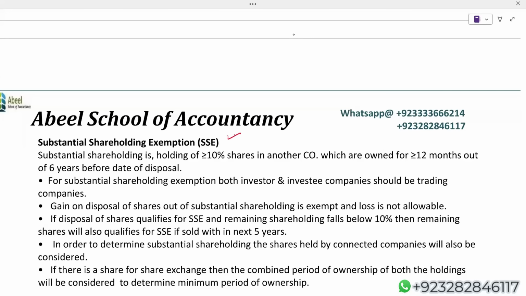Substantial shareholding exemption. Substantial shareholding is a holding where your holding is 10% or more in another company, which is owned for at least how many months? 12 months out of 6 years before the date of disposal. For substantial shareholding exemption, both investor and investee companies should be trading companies. Gain on disposal of shares out of substantial shareholding is exempt and loss is not allowable. If disposal of shares qualifies for SSE, remaining shareholding, if it falls below 10%, then you should be selling it within next 5 years.